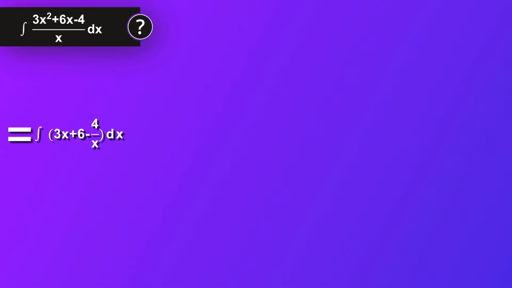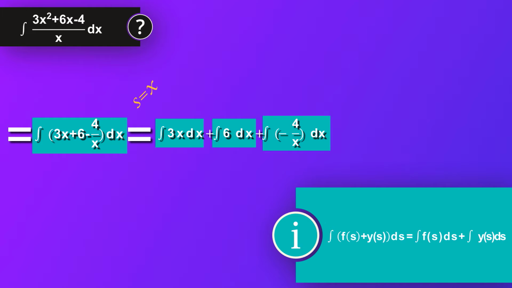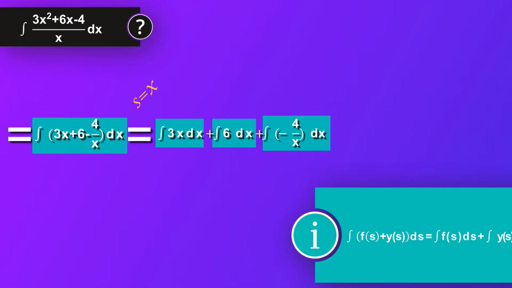Now, we want to take advantage of the formula which says in short that the integral of a sum of functions equals the sum of separate integrals of each of those functions. Then, we can rewrite our equation as the integral of 3x by dx plus the integral of 6 by dx plus the integral of minus 4 divided by x by dx.